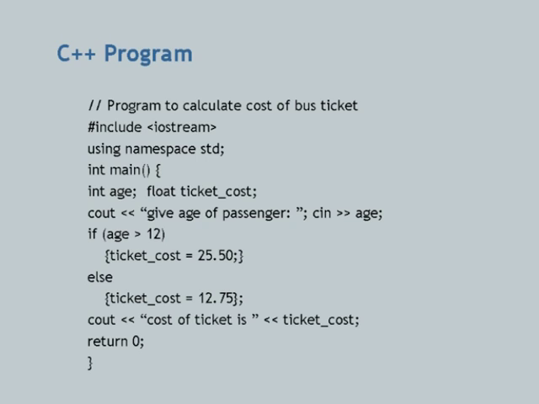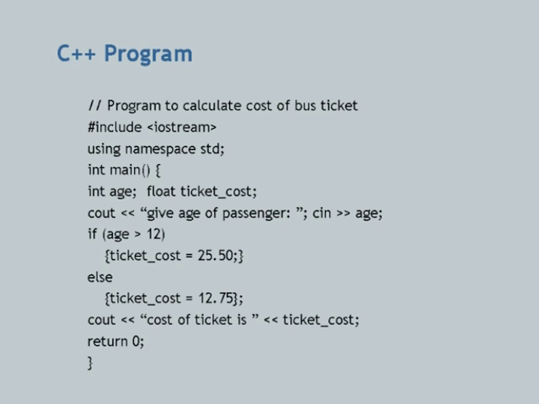I am declaring age to be an integer and ticket cost to be a float. I ask the user to give me the age of the traveler. So I read in the value of age. Now, this is the important part. The conditional execution is implemented by the if statement, which is a new statement that we have learned.